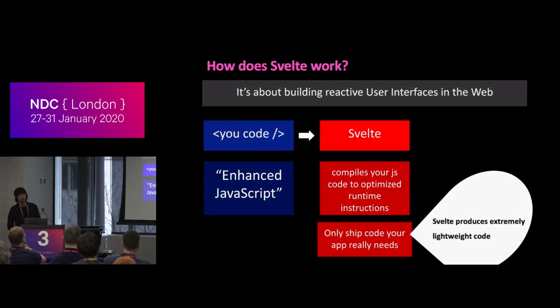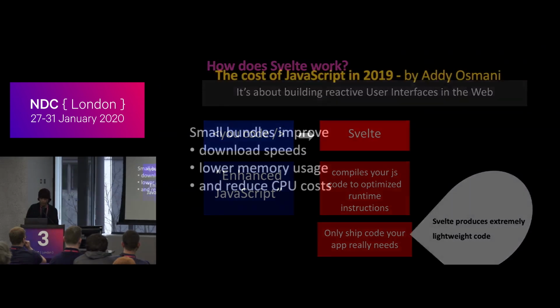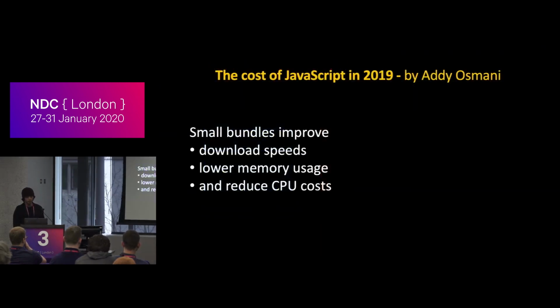So yes, Svelte can produce extremely lightweight code, but why should you care? You should care because it can be extremely fast. It uses very little memory. It can be used on embedded devices, which you'll see in a bit. So here in Addy Osmani's presentation, Addy Osmani is a developer from Google. He talks about keeping your JavaScript bundles small, especially for mobile devices. Why? Because small bundles improve download speeds, lower memory usage, and reduce CPU costs.